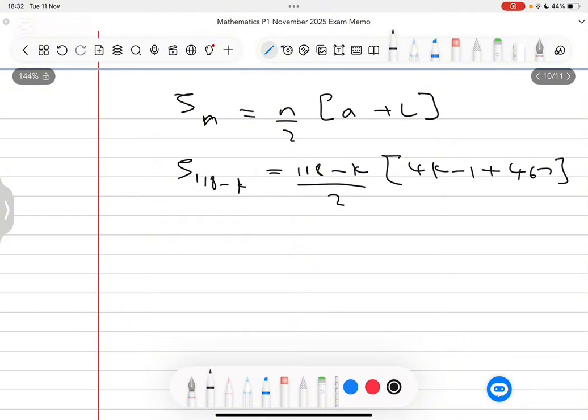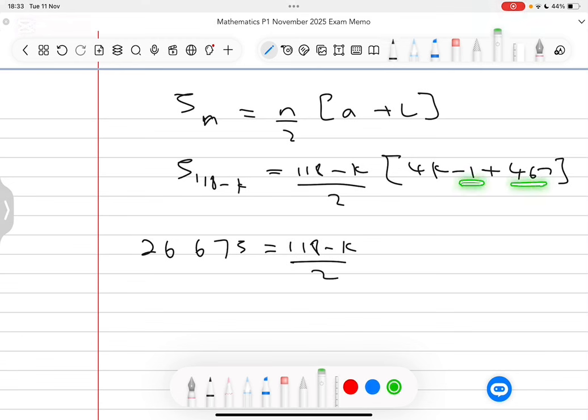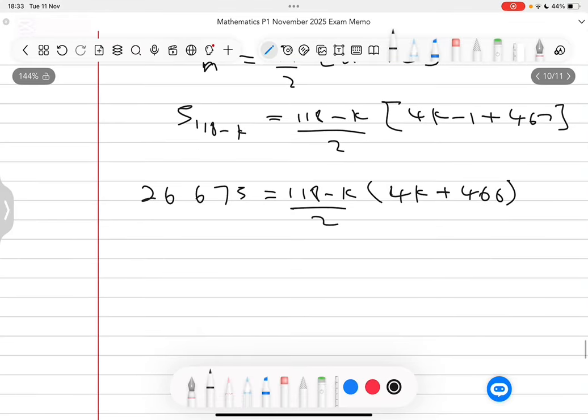Remember, sigma is the same as the sum. It's just like a Greek capital letter S for the sum. So it's exactly the same thing as this one. So it means here we're going to have 26,675. And this is equal to this whole thing, which is going to be 118 minus k all over 2. Inside the brackets here, I can already combine the 1 and the 467, which will give me a positive 466 because I'm just subtracting a 1 there.